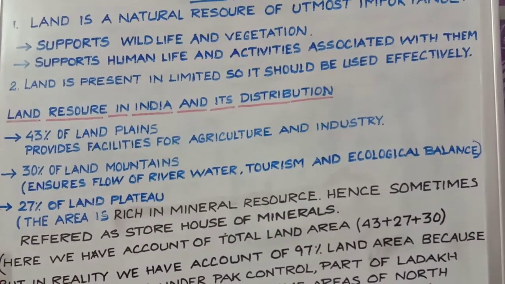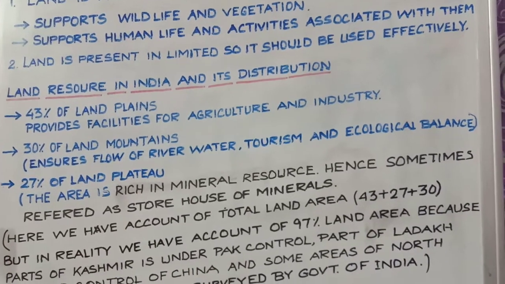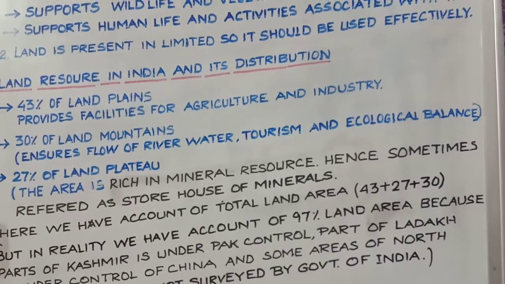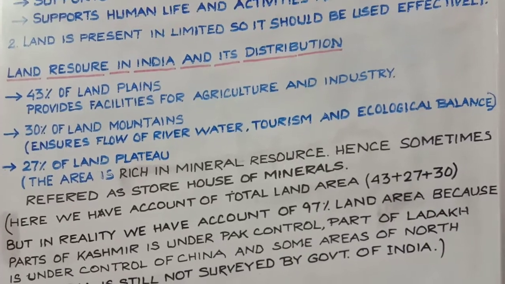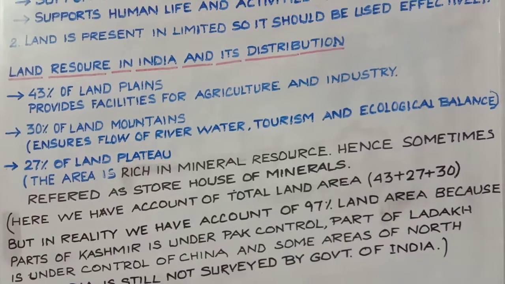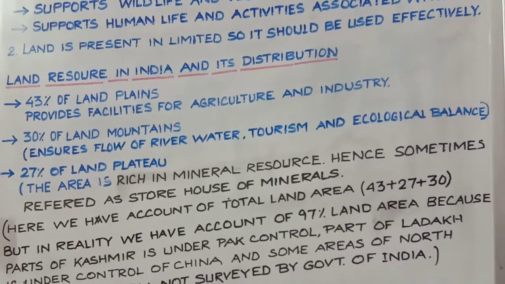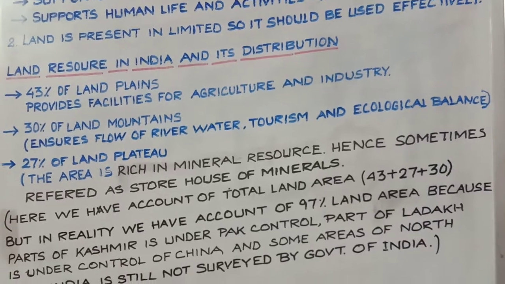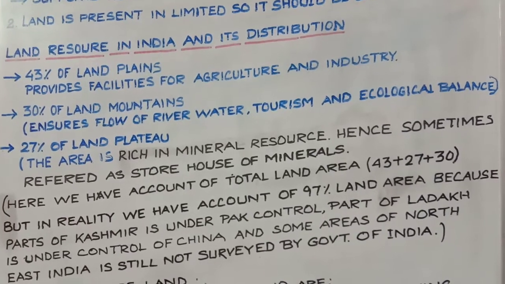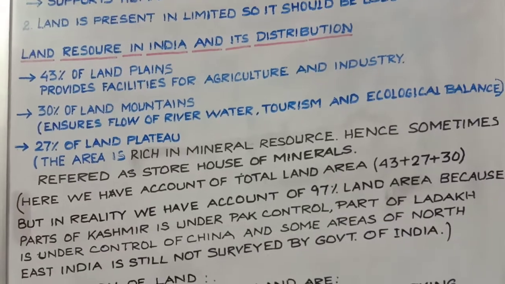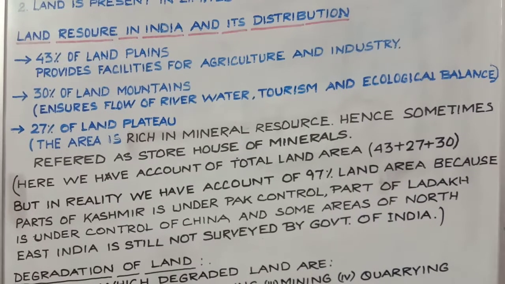So these mountain ranges cover 30% of India's area. These mountain ranges ensure the flow of river water and tourism as well as ecological balance. Most of the rivers originate from the mountains. Some of them are seasonal, and some of them are perennial sources of water. These mountain ranges also help us in activities like tourism, and these mountains are covered with forest areas which help us to maintain the ecological balance of the country. Some of them are covered with evergreen forest, some with deciduous forest, some with coniferous forest.